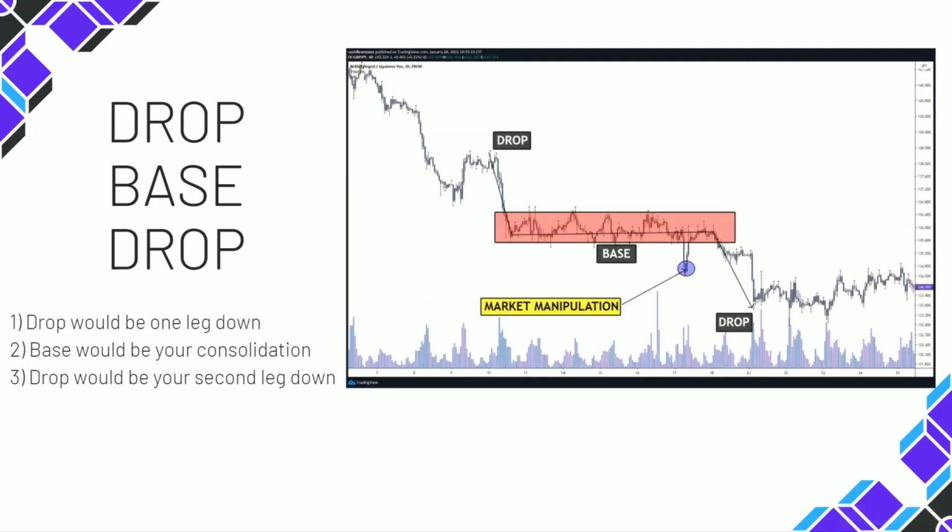Here's another one. We have drop base drop, which is one leg down, then the base, which is your distribution zone, and then your second leg down. So this is a continuation pattern. You have that drop, distribution zone, and then another drop. Be careful of manipulation, because these areas are dangerous when it comes to manipulation. You could have a breakout, then a pushback inside. But usually that manipulation is just an indication of the direction it really wants to go in. So it was an early breakout, then they pushed back in, then they dropped to the downside.